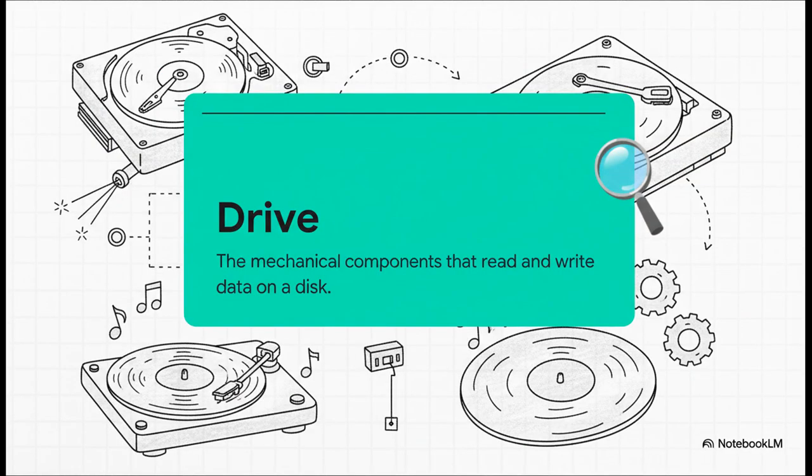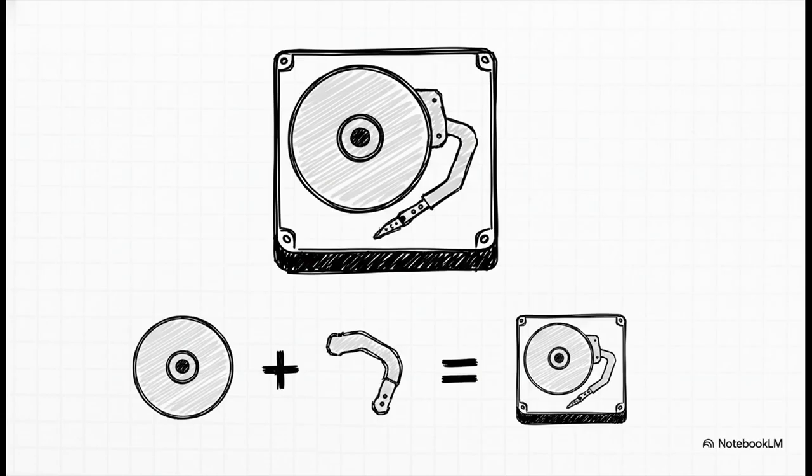Next up is the drive. So if the disk is the record, then the drive is the record player. Simple as that. The drive is all the machinery, the motors, the little arms, the lasers that does the work of reading the data from the disk and writing new data onto it. It's the machine that makes the disk useful. And this is why we all get so confused. With the classic hard disk drive, or HDD, the platters, the disk part, and all the machinery, the drive part, are sealed together inside one single metal box.